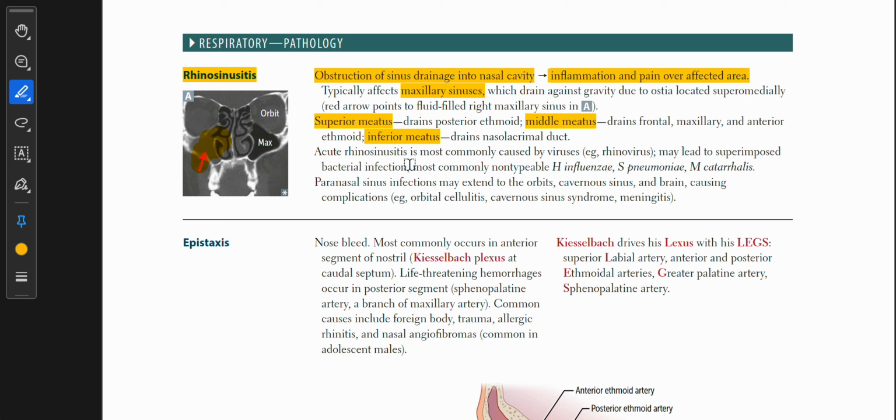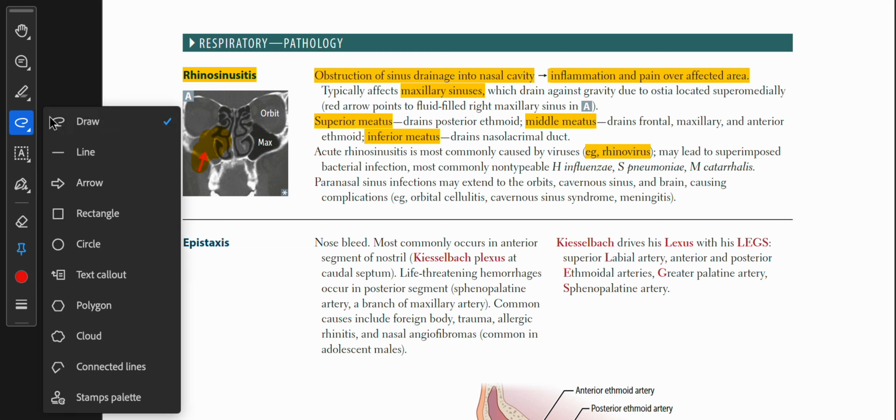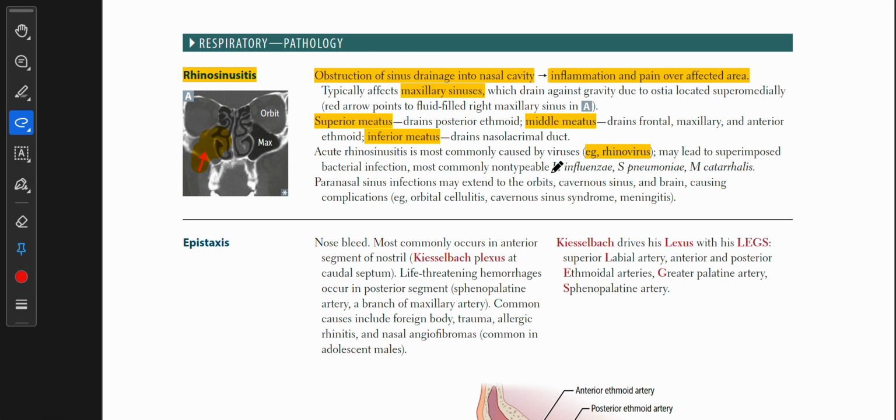Acute rhinosinusitis is most commonly caused by viruses, for example rhinoviruses, which may lead to superimposed bacterial infection, most commonly non-typable Haemophilus influenzae, Streptococcus pneumoniae, and also Moraxella catarrhalis. These are the most common pathogens that cause acute rhinosinusitis. We have to cover it up. Also, the most common bacterial infections are often by non-typable bacteria.